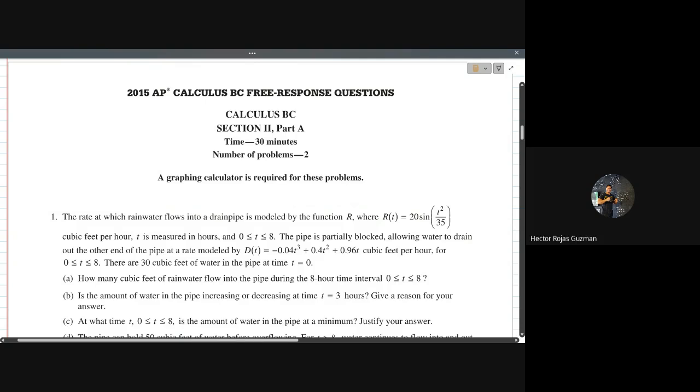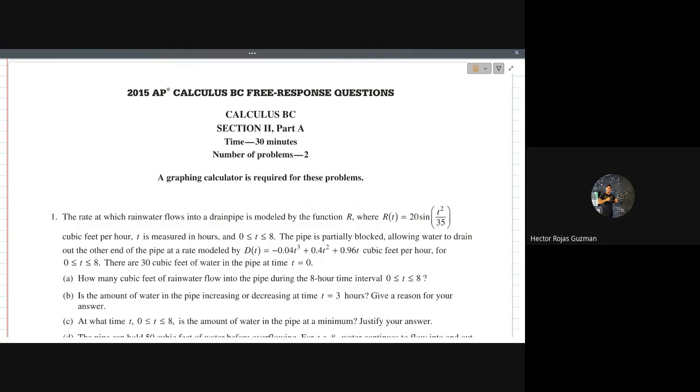Okay, so we got the rate at which rainwater flows into a drain pipe, and we have an equation. Rainwater goes into it in cubic feet per hour. The pipe is partially blocked, allowing water to drain out, and it drains out at a rate modeled by D of T.